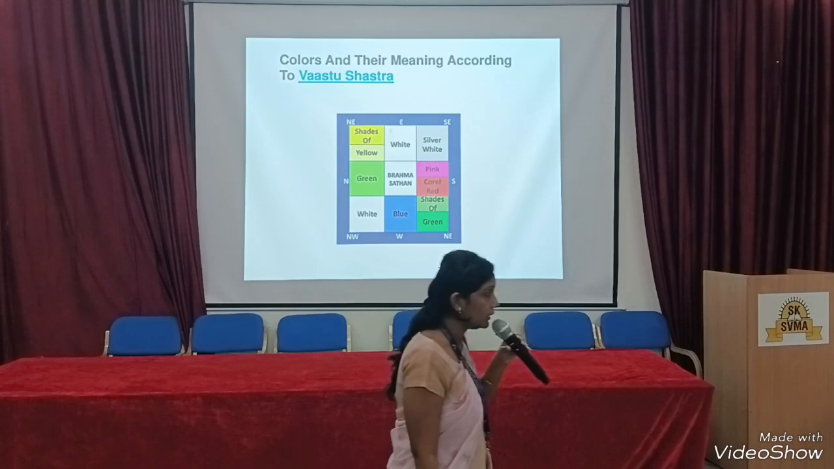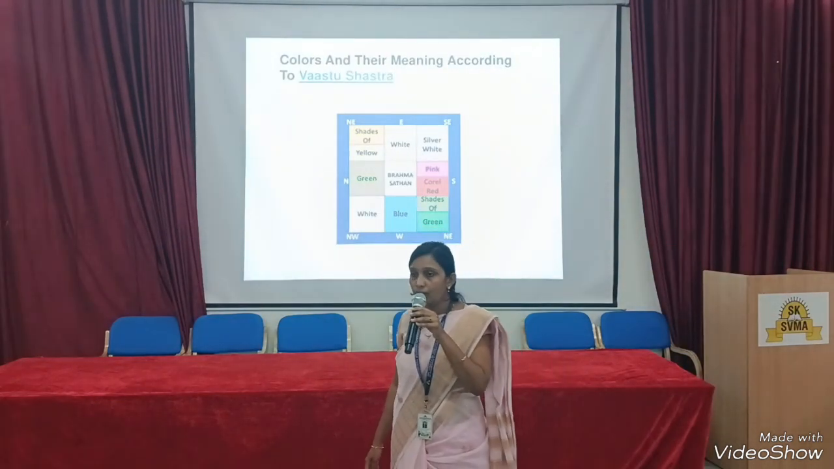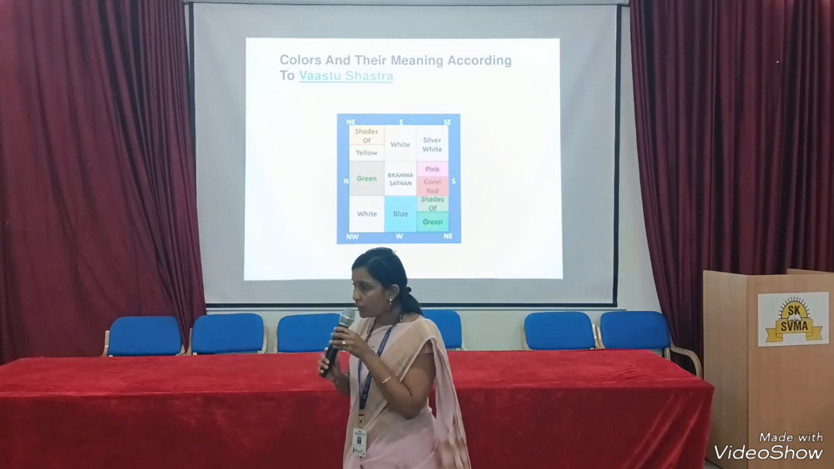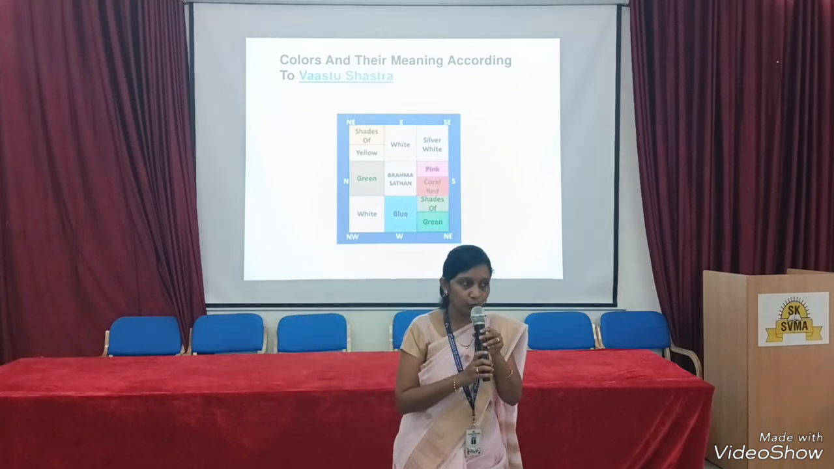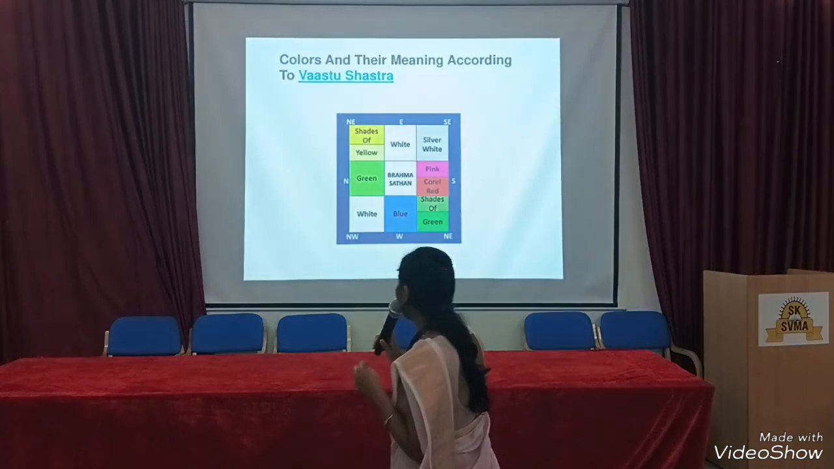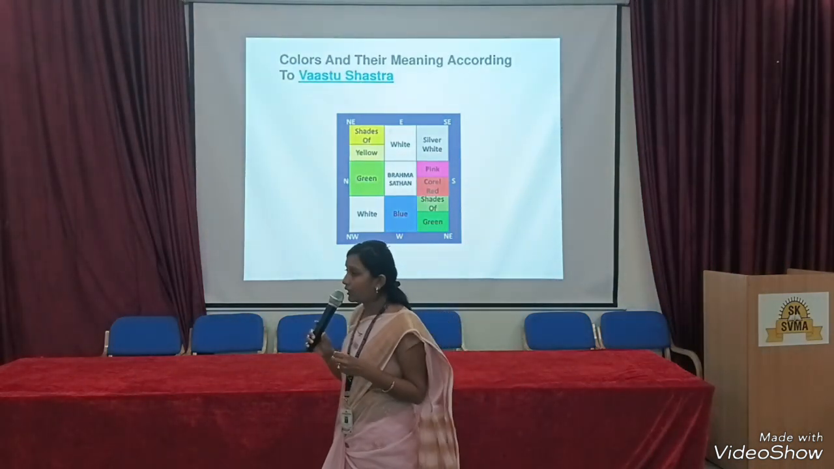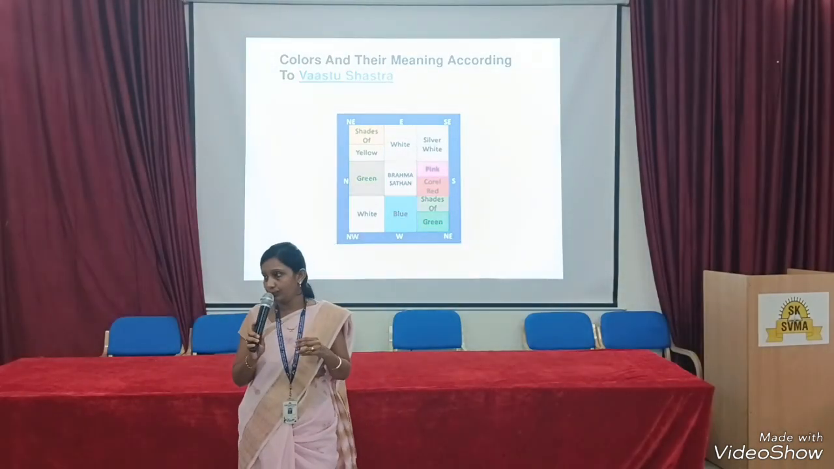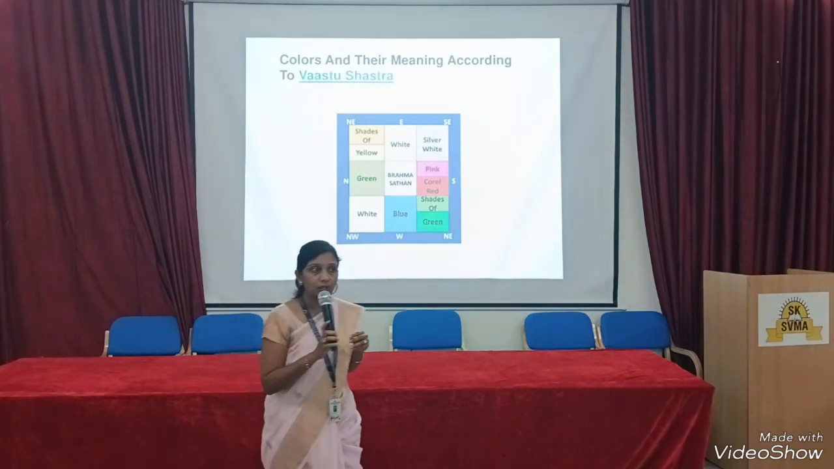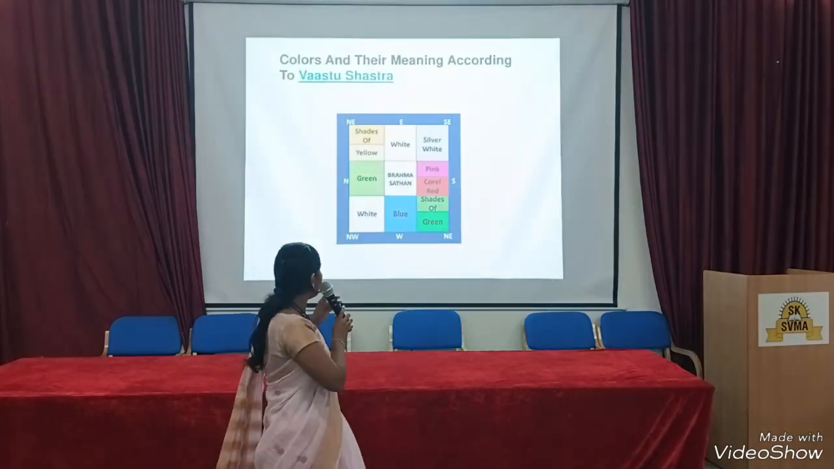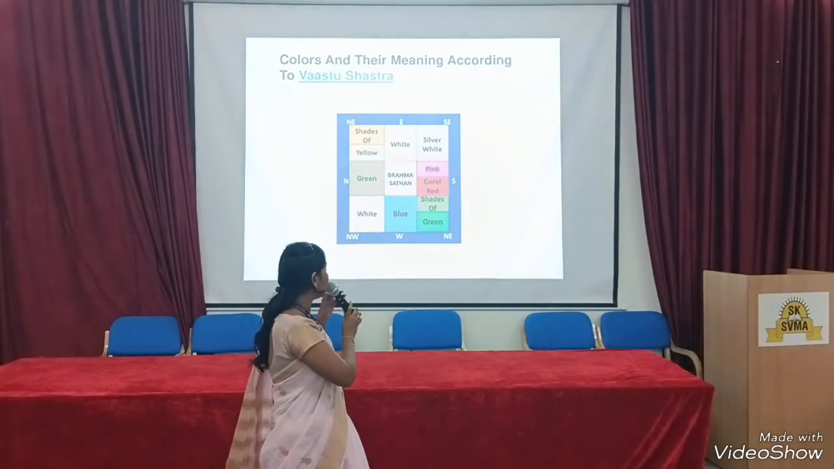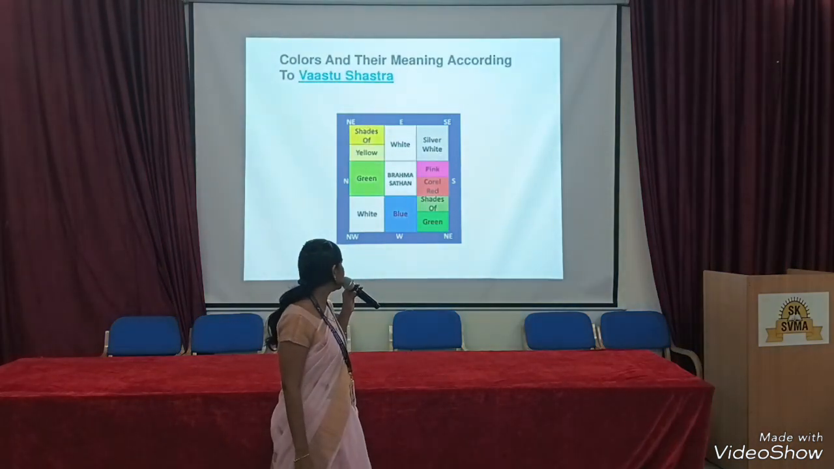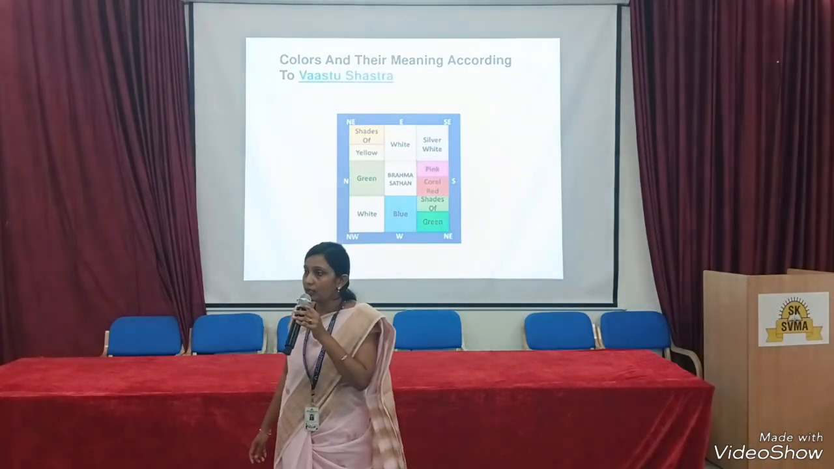And the last thing is regarding color. In Vastu, we give a lot of importance to color. Which direction, which color is suitable. Just observe that diagram. In that diagram, you can clearly observe the northeast direction. In the northeast direction, you can provide shades of yellow, not a dark yellow. Similarly, in the southeast direction, you can provide silver white. Northeast green, similarly northwest, you can provide white.